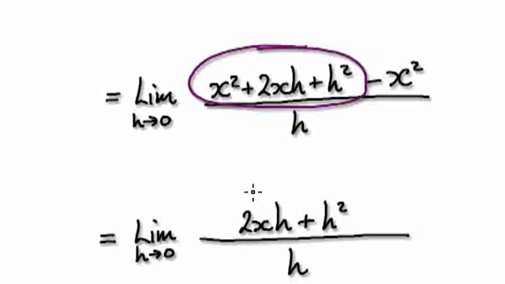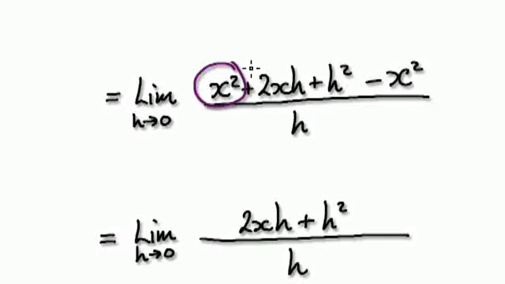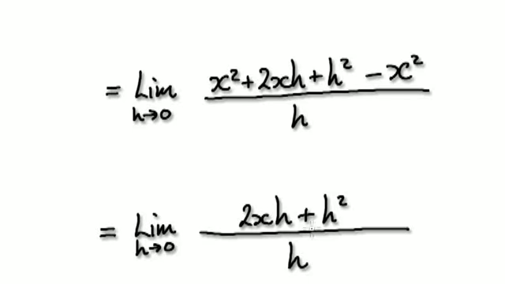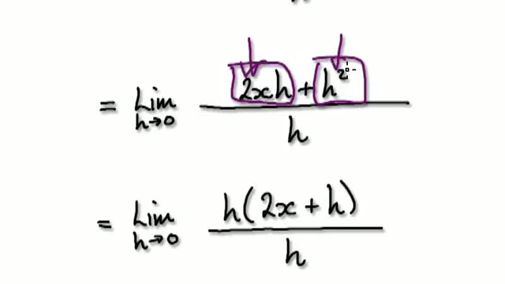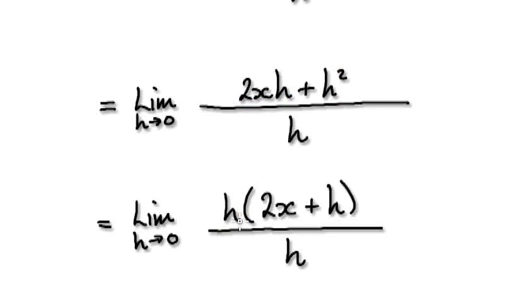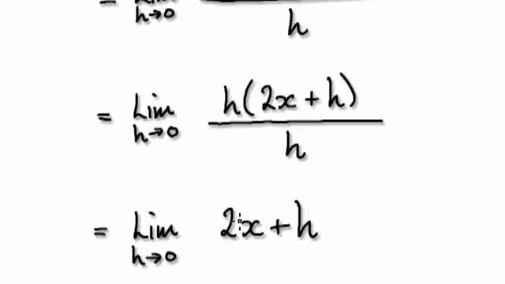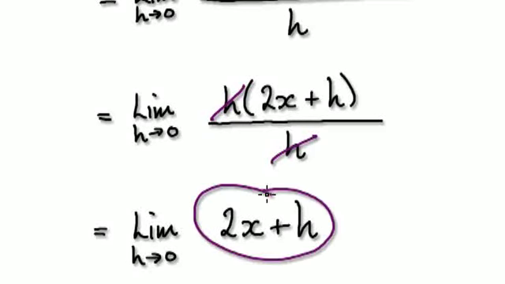Then you can see that these two will cancel out. That will give you this, and then you can factor out the h, because if you look at this here, you've got this block plus this block here. h is in common, so you can factor out the h. So it will become this, and then these two will kill off each other, leaving you this.